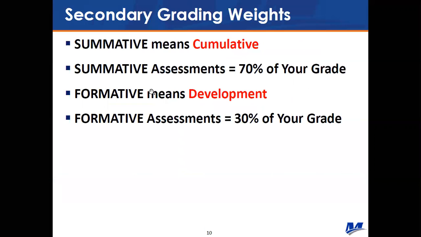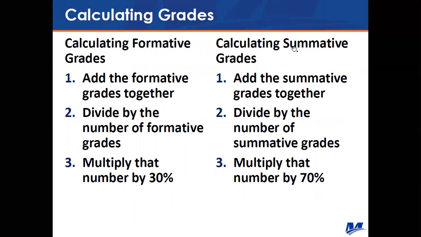correctness, and not completion. We know that summative means cumulative, formative means development. The summative grade is the highest weight of a grade for a class, and the formative assessments are the lowest weight. So 70% for summative assessments, 30% for formative. Now, to calculate both the summative and the formative grades, the process is also the same.